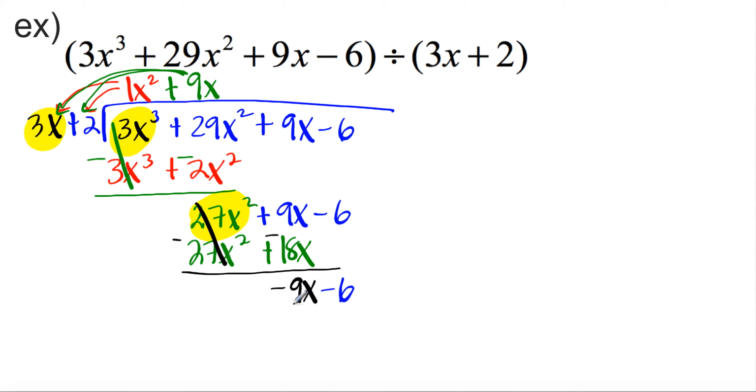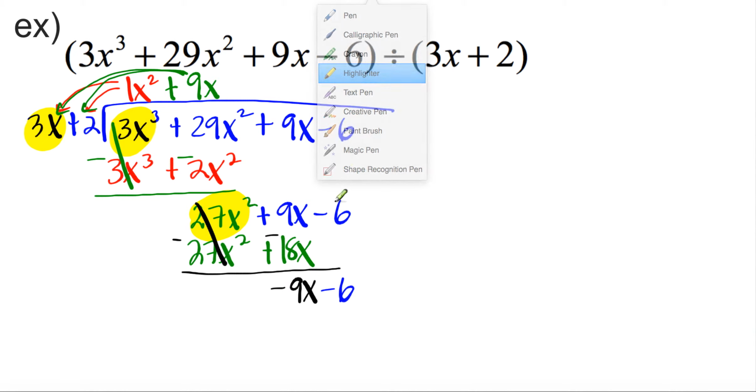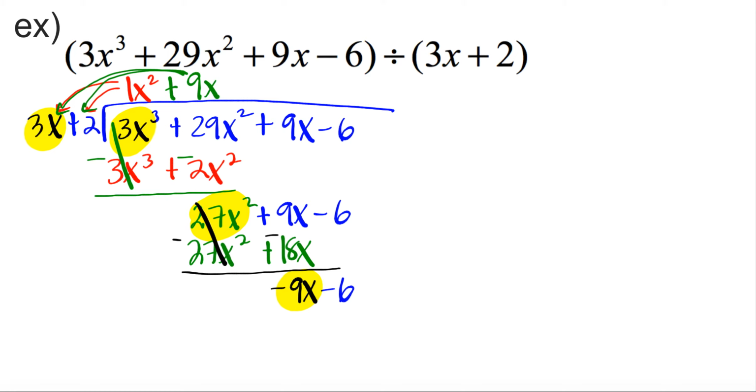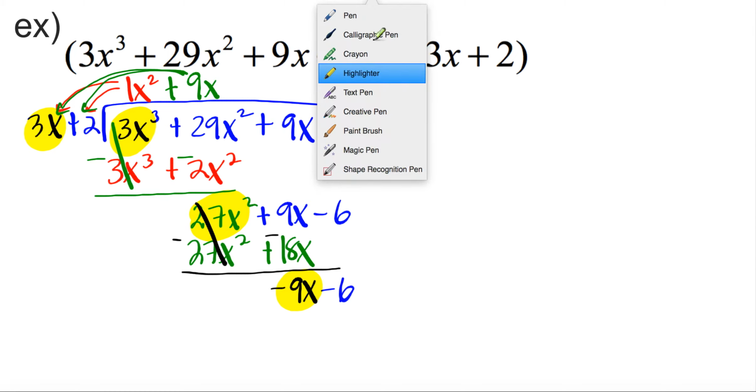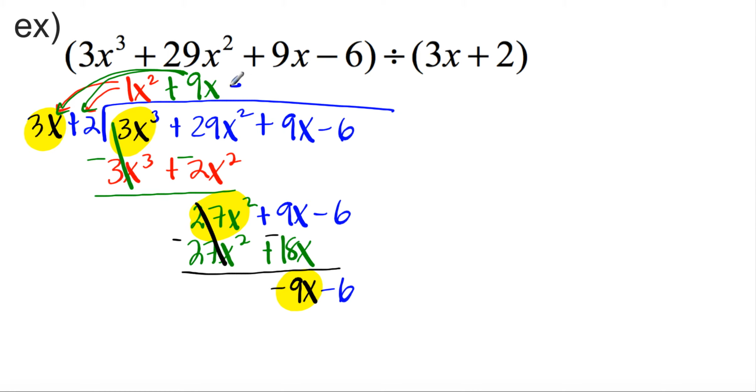3x times what gives me negative 9x? Well, 3x times negative 3 gives us negative 9x. Not negative x, 3x, but just negative 3. Let's erase that. All right, try that again. 3x times what gives me negative 9x, and that'd be 3x times negative 3. Negative 3 times 3x, negative 9x. Negative 3 times 2 gives me minus 6.